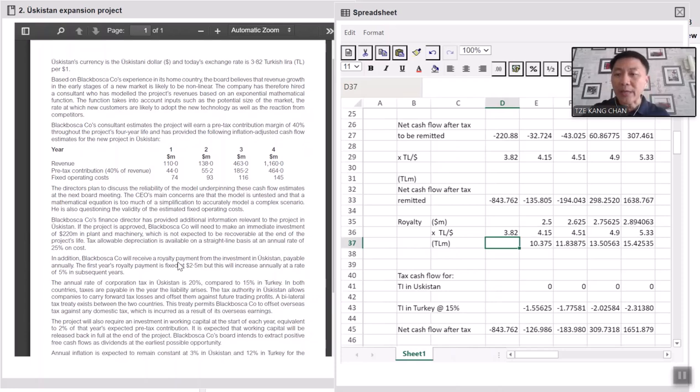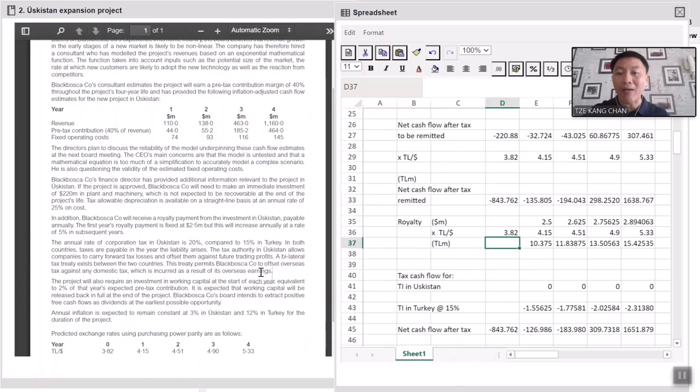So with this royalty payment, it goes on to talk about the tax issue.